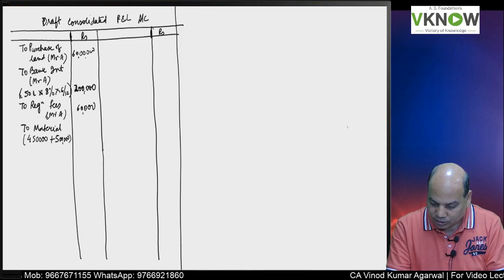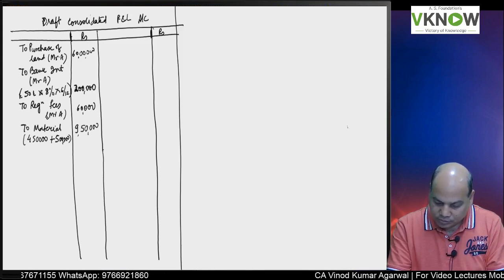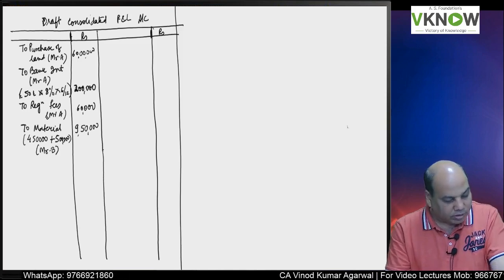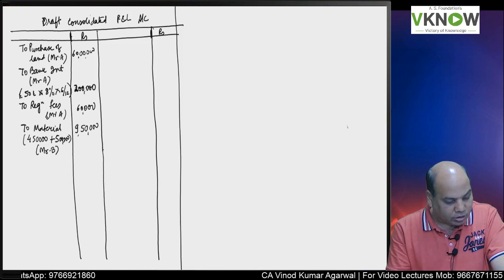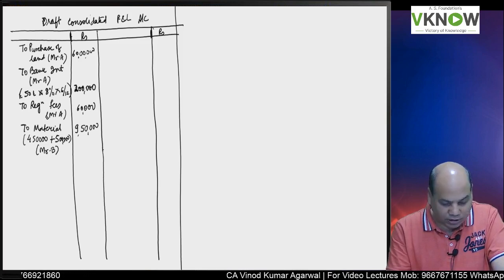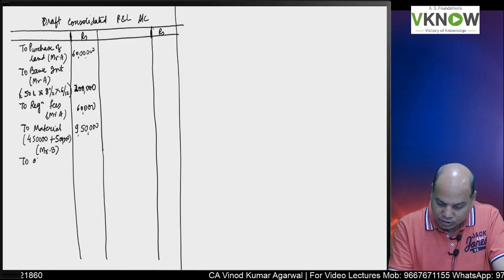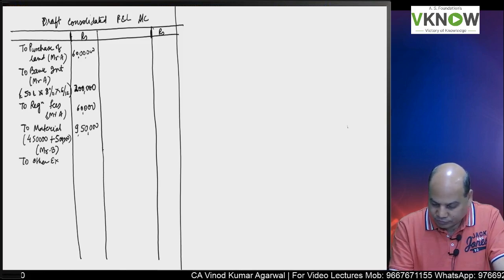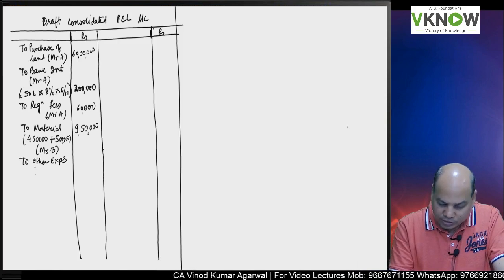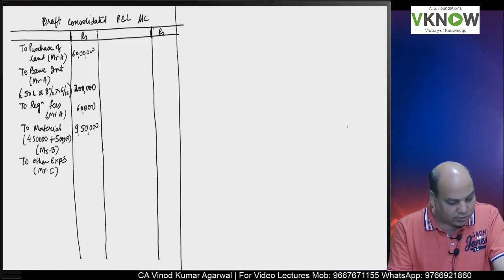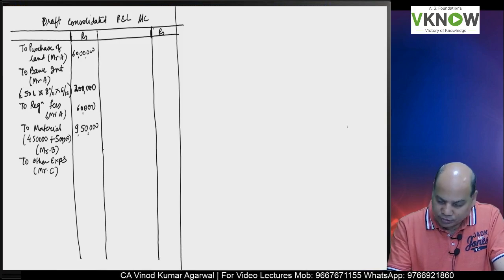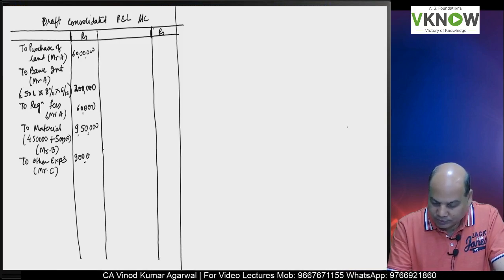So total material cost 9,50,000. This is supplied by Mr. B. Then it says Mr. C made all expenses of advertising, labor and other incidental expense. So two other expenses paid by Mr. C, and this amounted to rupees 9 lakh.